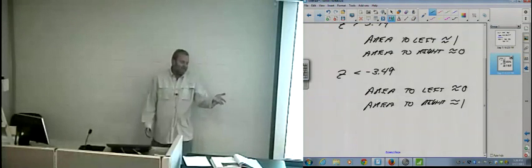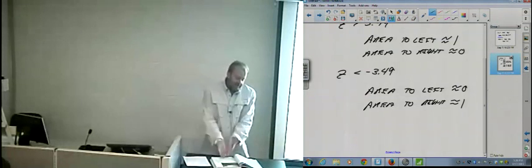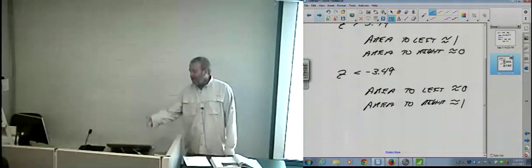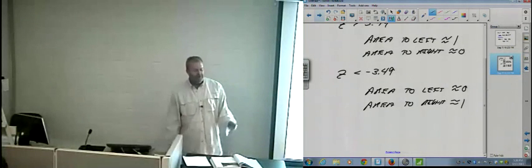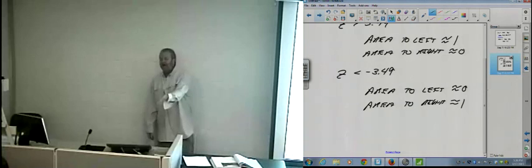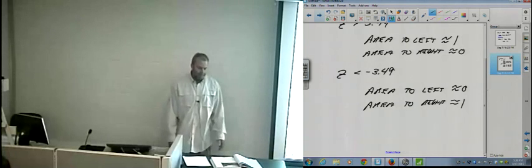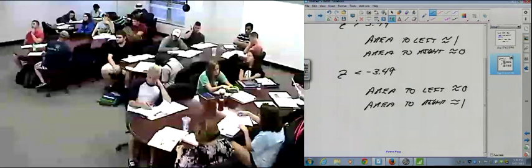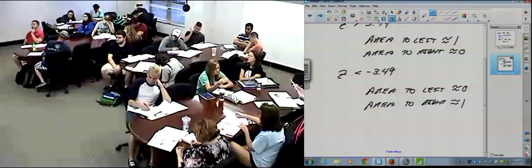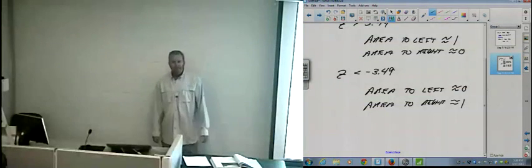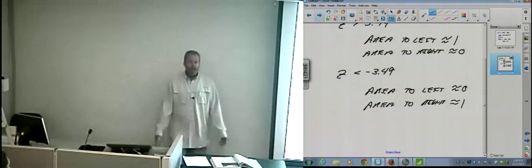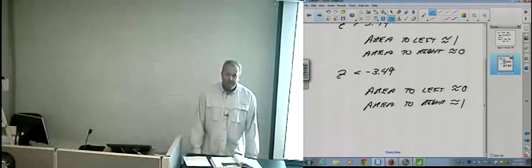So that we can handle any z-score we're given. If you're between minus 3.49 and 3.49, the table works. If you're bigger than 3.49, that's what you do. If you're smaller than minus 3.49, that's what you do. Okay? That was the last thing I could think about that I hadn't mentioned on Tuesday about the table. Okay, that'll save us some emails later.